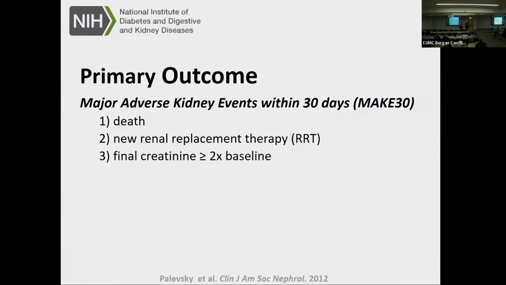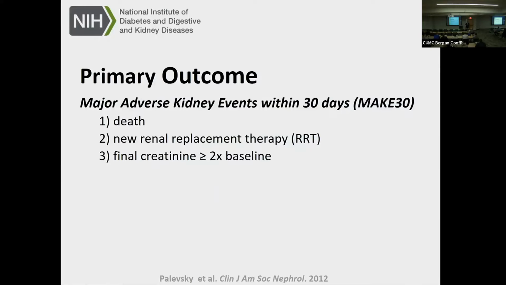Primary outcome was MAKE 30, major adverse kidney events at 30 days. People thought we were crazy to use this, but it's an FDA-approved outcome developed by the nephrologists that has three clinically relevant outcomes. Did the patients care about? Did the patient die? Did the patient get new dialysis?